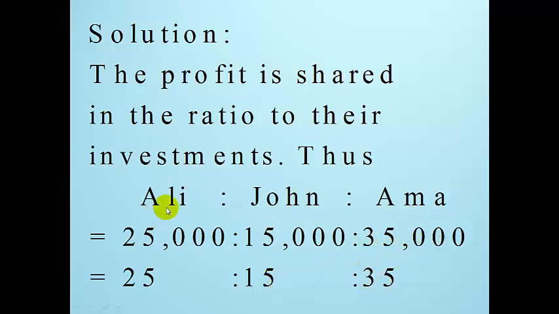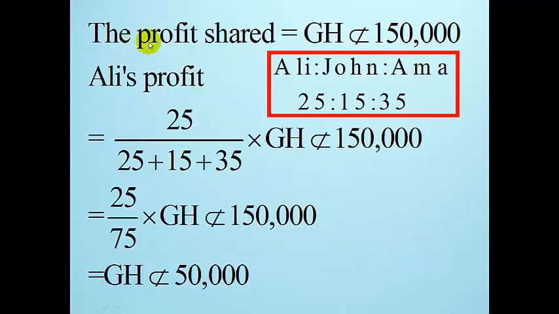That means that the ratio is equal to 25 is to 15 is to 35. So this is now the ratio. That's Ali is to John is to Amma is equal to 25 is to 15 is to 35. This is now their ratio. Now, the total profit shared is 150,000 Ghana cedis from the question. So this is the amount the three of them are going to share.